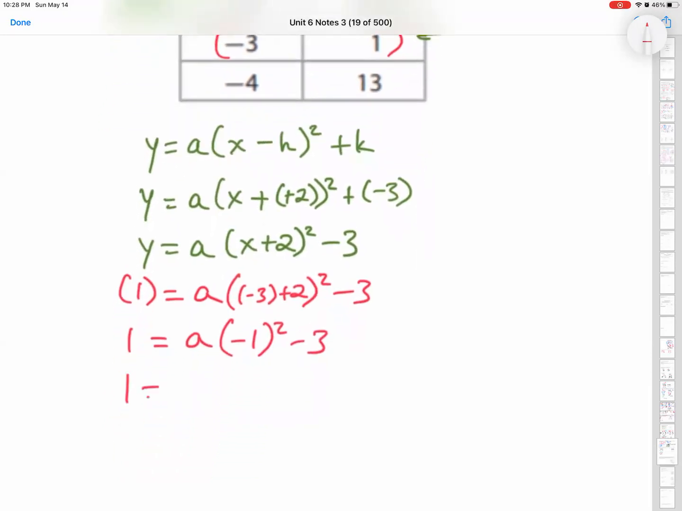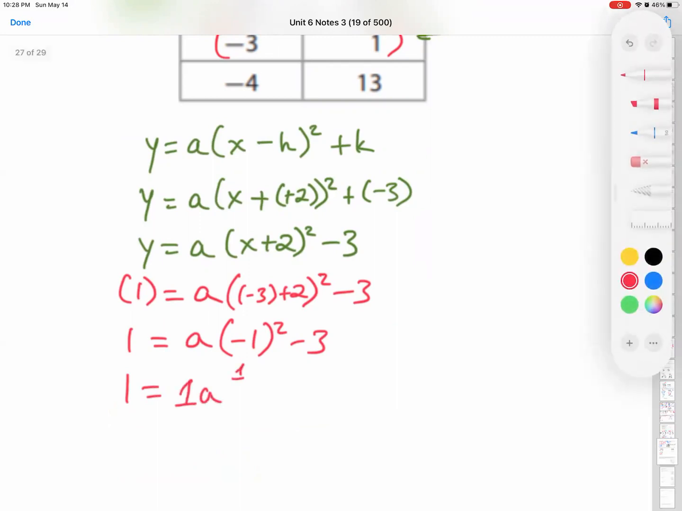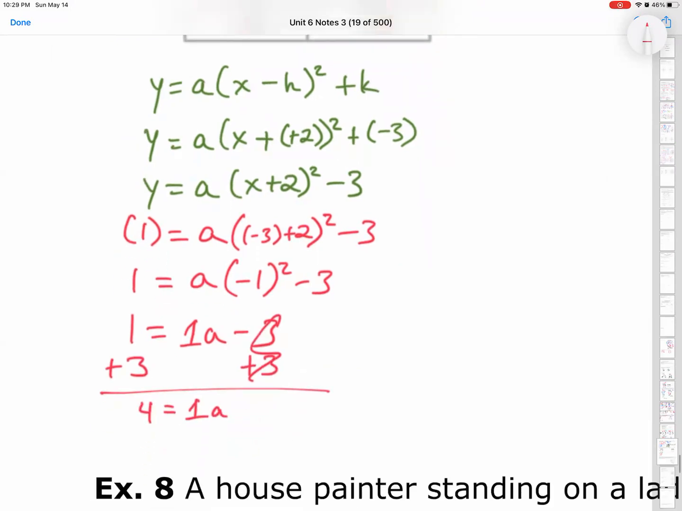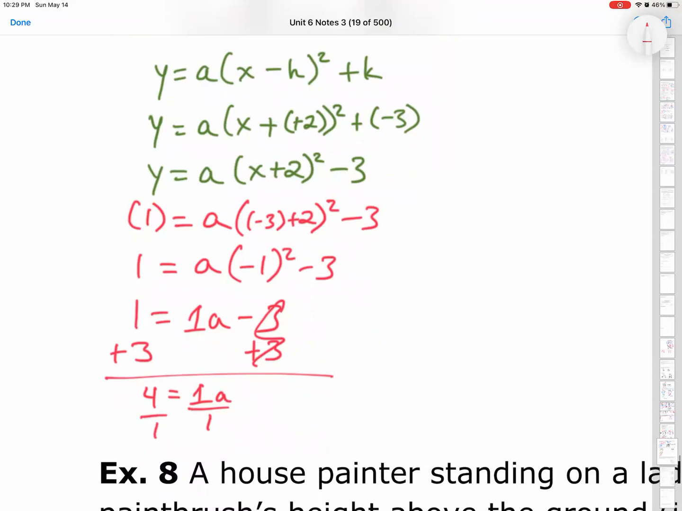-1 squared would be +1. So I'm just going to then move that 1 in front of the a. And then we still have our -3. And now we're going to solve for a. So we would add the 3 over. We have 1a equals 4. And then we would divide both sides by 1. So looks like a comes out to be 4.